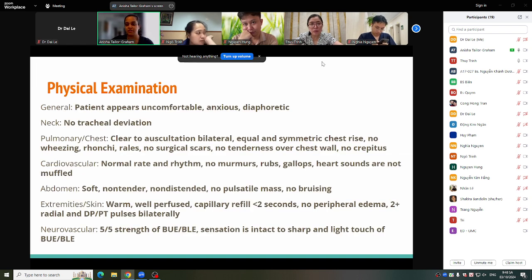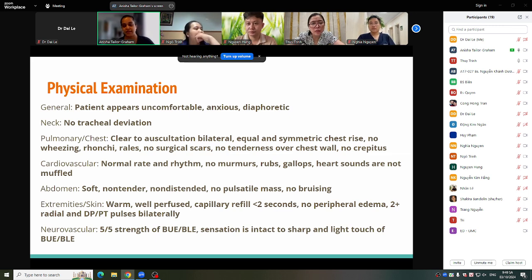So for this patient, the patient appears uncomfortable. They look anxious and they're diaphoretic. Their neck has no tracheal deviation that we're seeing. The chest is clear to auscultation bilaterally. There's equal and symmetric chest rise. There's no wheezing that we're hearing, no rhonchi, no rales, no surgical scars that we're seeing on the chest wall. They're not tender to palpation over the chest wall, and we're not feeling any crepitus when we push down.